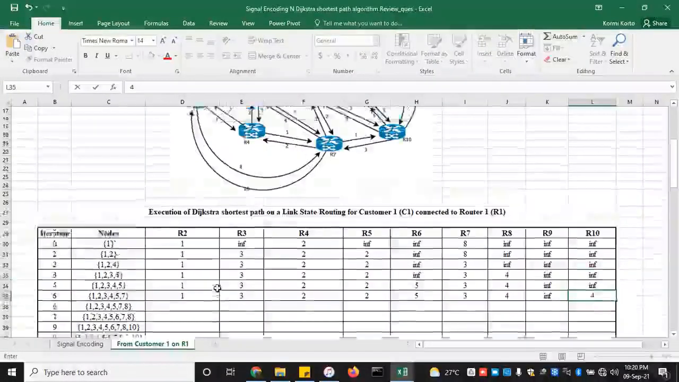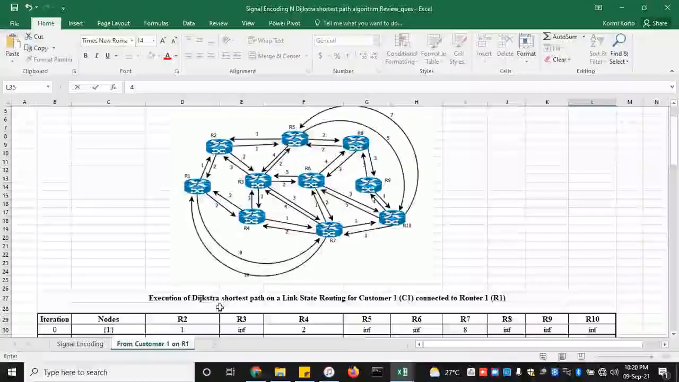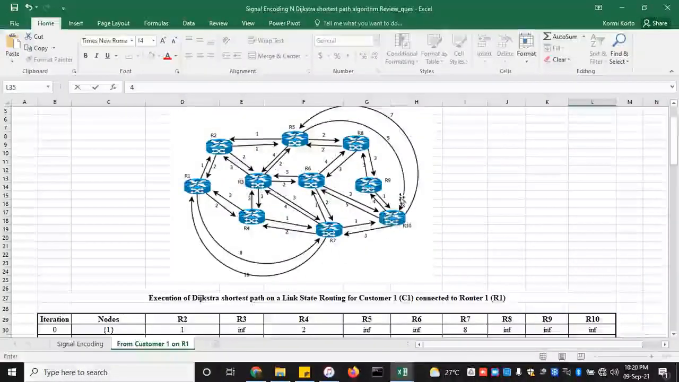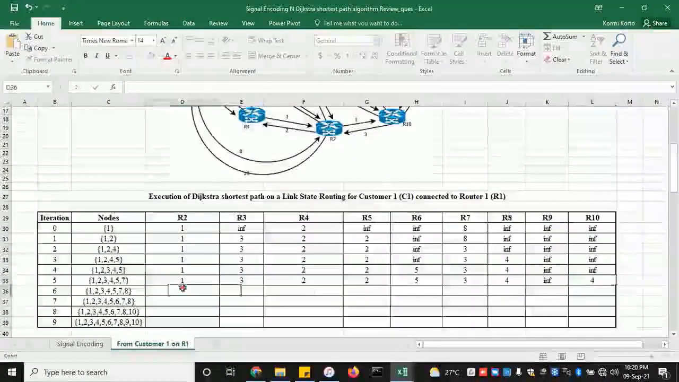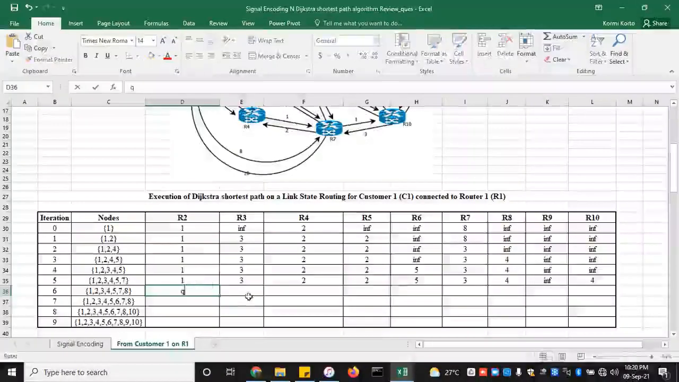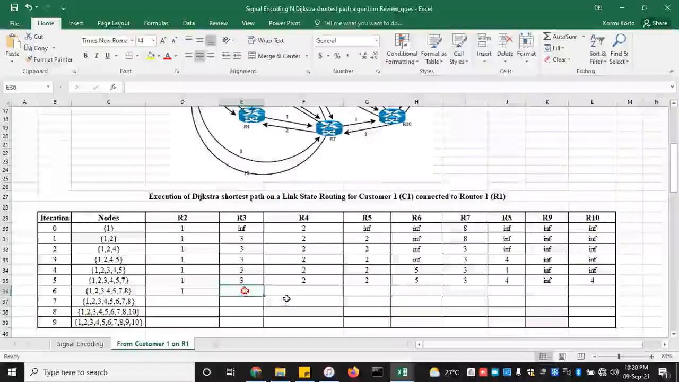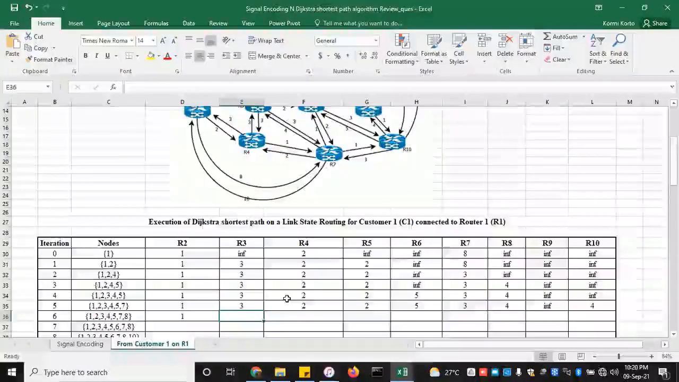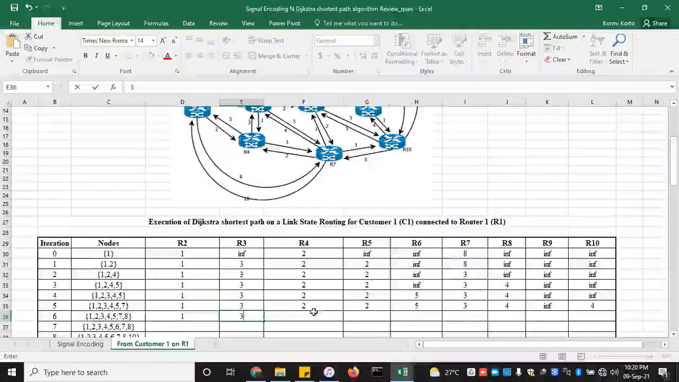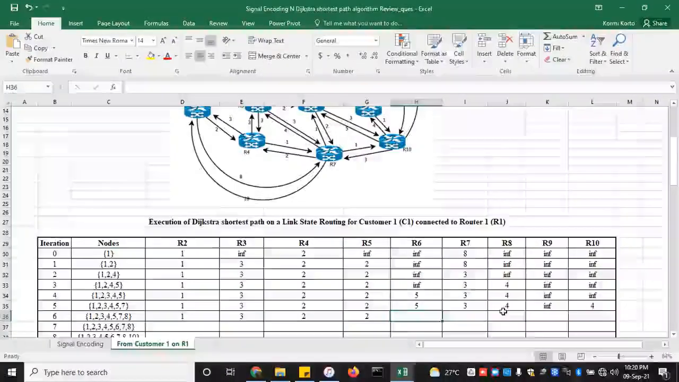Okay, so now with 8 inclusive, we can actually get to 9 now, right? So for 1, for 2, it will still be 1. For 3, it will still be 3. For 4, it will still be 2. 5 will still be 2. 6.